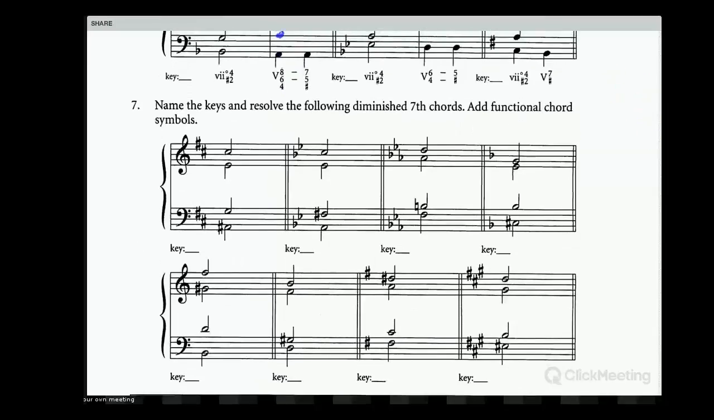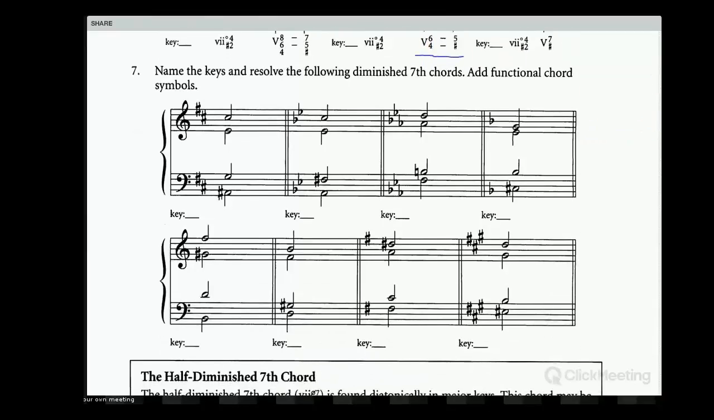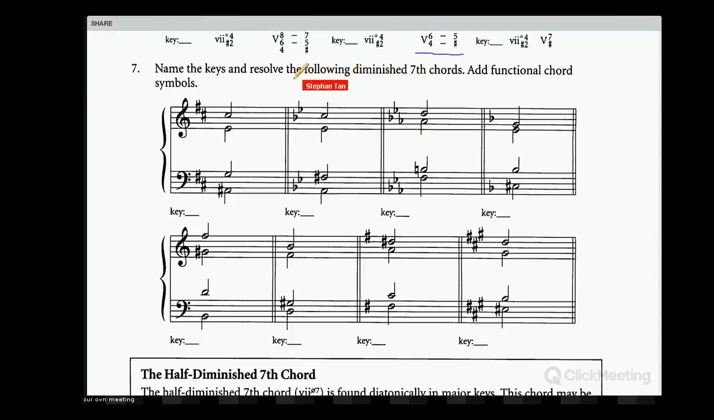All right, so just be aware of what chords you should be, what notes belong in the various chords. Here they're just asking you to resolve all these diminished seventh chords, and I'm going to give you a hint, the same hint again. Follow that number pattern, and you'll end up with a proper resolution every single time.